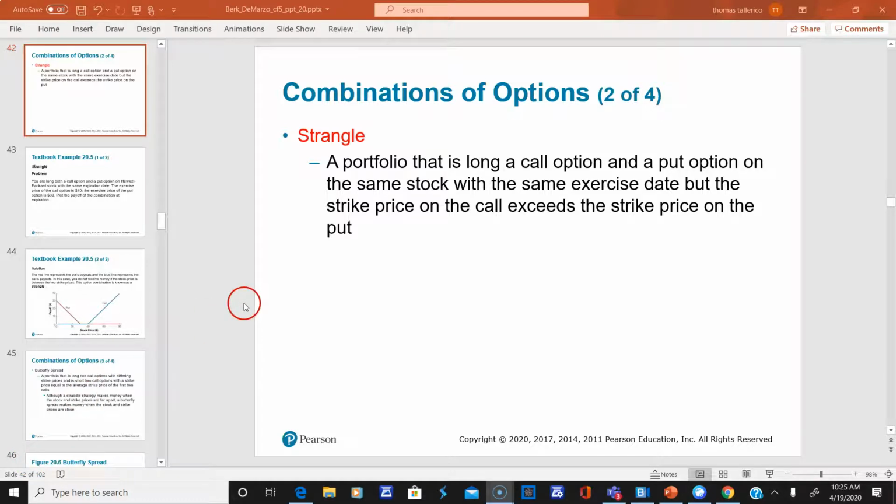Another position that is very similar to a straddle is called a strangle. Now, a strangle is, again, a portfolio. Again, you have a call option and a put option on the same stock as you did with a straddle, and the same exercise date to expiration. But the strike price on the call is going to exceed the strike price on the put.